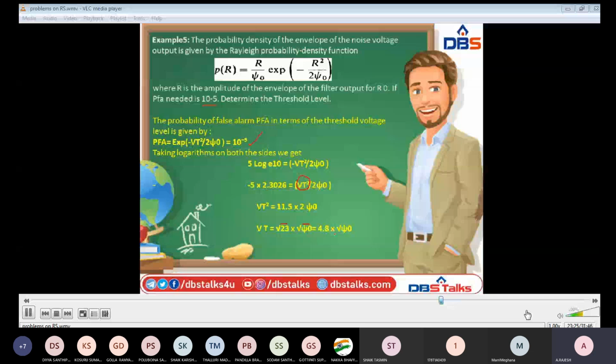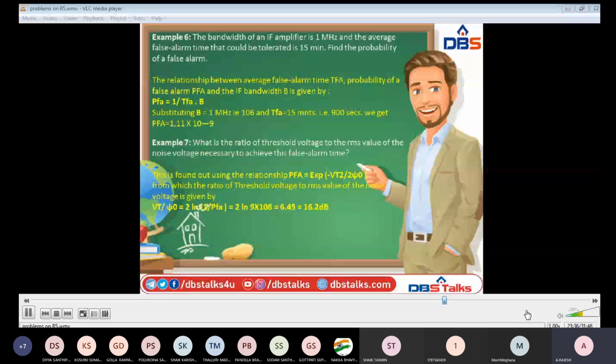Here, the bandwidth of an IF amplifier is 1 megahertz and the average false alarm time that could be tolerated is 15 minutes. Find the probability of false alarm. Given the bandwidth of an IF amplifier is 1 megahertz, and the average false alarm time that could be tolerated is 15 minutes.